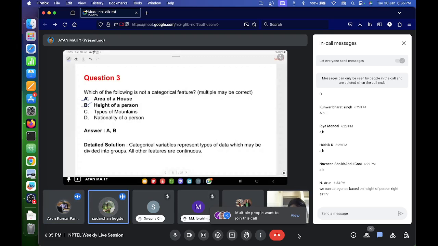Categorization and classification are both the same? Yeah, I mean similar. We don't say the problem is a categorization problem; we say it is a classification problem. But if a feature can take only a specific number of categories, then we say that feature is a categorical feature. Okay.